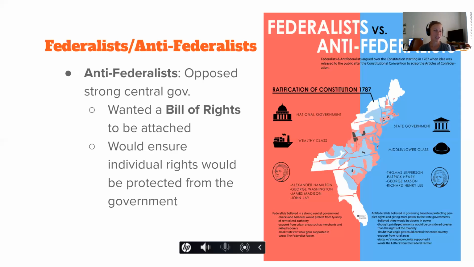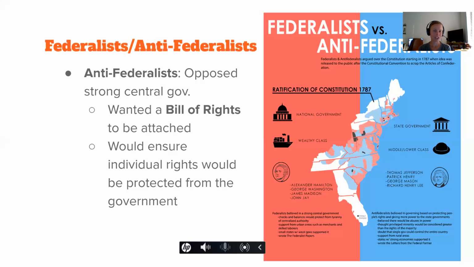The other main point that the Anti-Federalists really had, especially guys like Thomas Jefferson, who was an Anti-Federalist, and a famous firebrand like Patrick Henry, also from Virginia, was that the new government laid out in the Constitution did not include fundamental rights for its people.